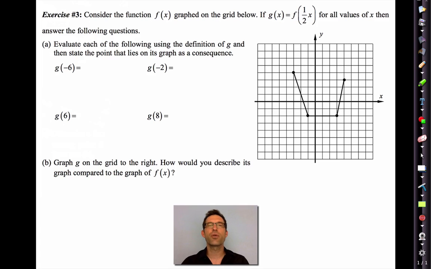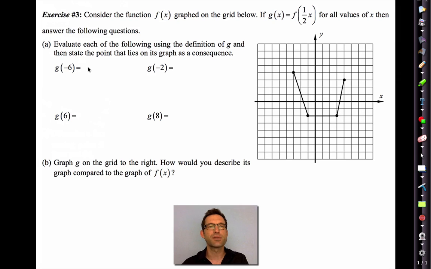Exercise 3. Consider the graph of f of x graphed on the grid below. If g of x equals f of 1/2 x for all values of x, then answer the following questions. Okay, so again, this exercise is going to give us a little bit more insight into why multiplying by 1/2 is actually going to stretch this function horizontally. All right, so let's evaluate some function values, right?